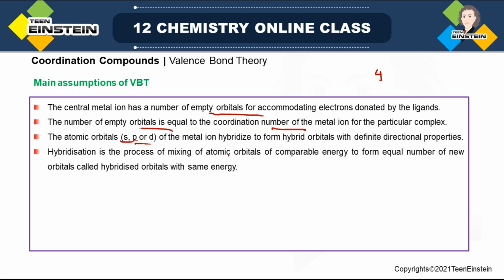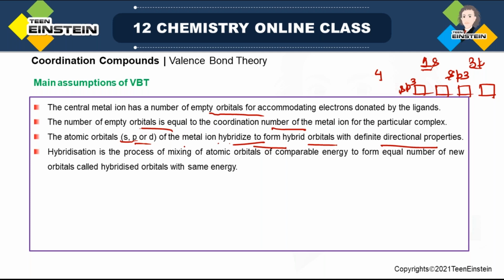These individual s, p, d atomic orbitals are now hybridized to each other, and ultimately they form hybrid orbitals. So suppose I have taken one s orbital and 3 p orbitals, that means it will be sp3 hybridization. After hybridization, 1 and 3, that means total 4 sp3 orbitals you will get. You now cannot say pure s and p orbitals are present, because it is already hybridized. So now you have 4 hybridized sp3 orbitals, and all these orbitals will have definite directional properties.